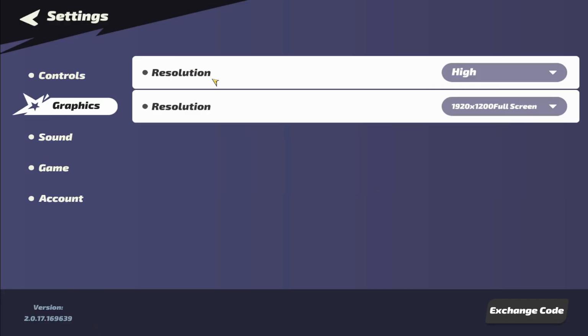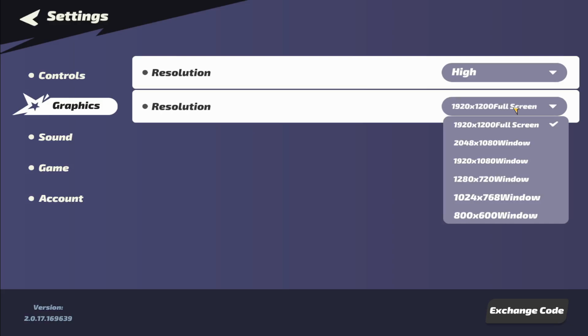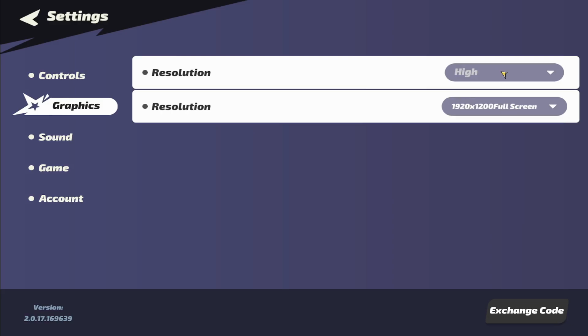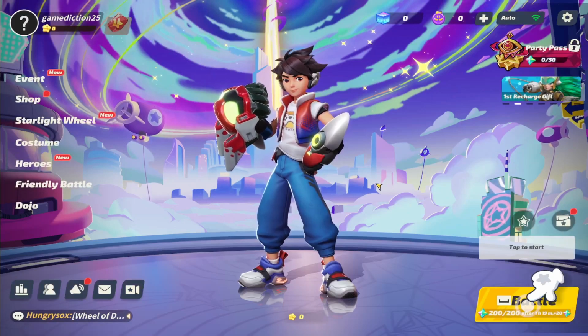Now you have the resolution option with two different drop-down menus. The first one is the quality and the second one is your resolution. Make sure that the correct resolution is chosen for your screen, and then within the quality, you can first try using the highest preset if it is supported by your device. After choosing highest, go back and start enjoying your game and see how your settings feel.